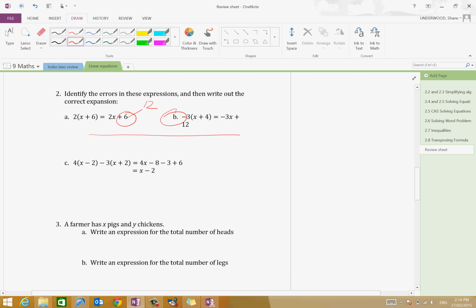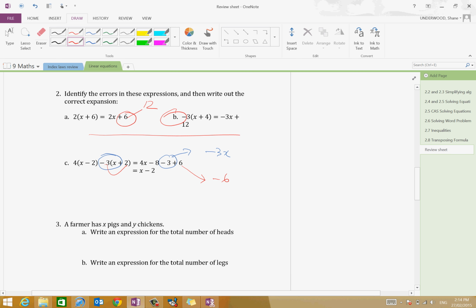Okay, what about this one, Lockie? That's part C. What did you think? They didn't do the minus 3x. It should be minus 6, not plus 6. Okay, excellent. So what Lockie is saying is that it is actually negative 3 times x. Negative 3 times x is negative 3x. And negative 3 times 2 is positive 6. This one is negative 6.